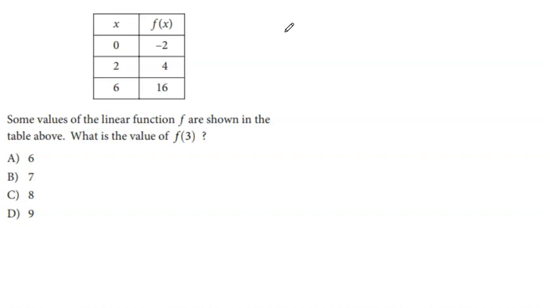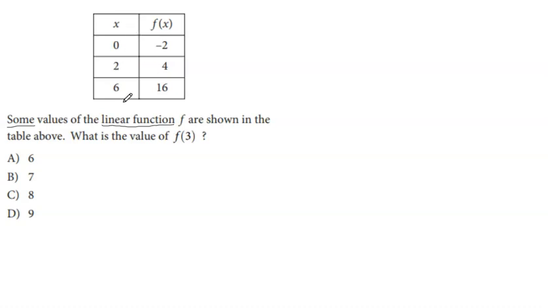In this question, we've been given a table representing a function f of x. So we've been given some values of x and then the corresponding value for f of x. It says some values have been given and it's a linear function. It says, what is the value of f of 3?